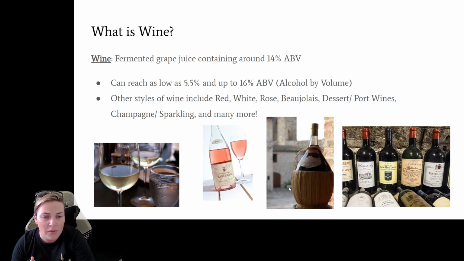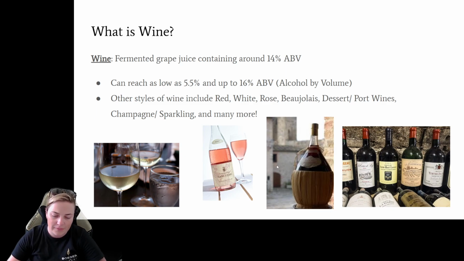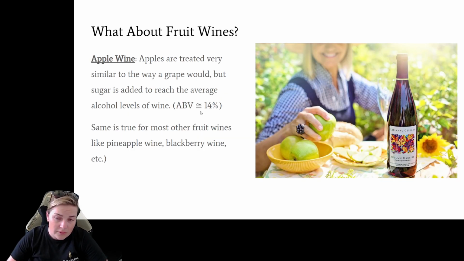Normally, when we talk about wine, we're talking about grape wine. So wine can actually reach as low as 5.5% and up to 16%. Other styles of wine include red, white, rosé, Beaujolais, dessert port wines, champagne, sparkling, and many, many more, right? There's lots of different types of wine out there. And it's made all over the world.